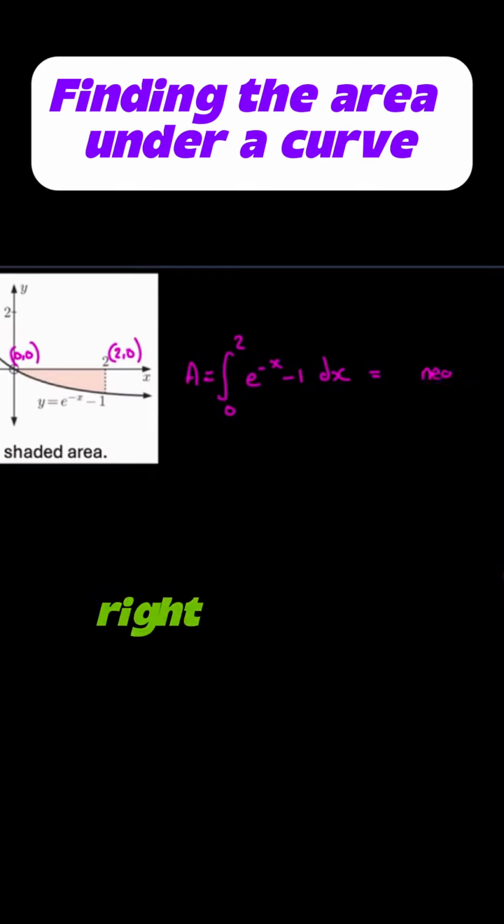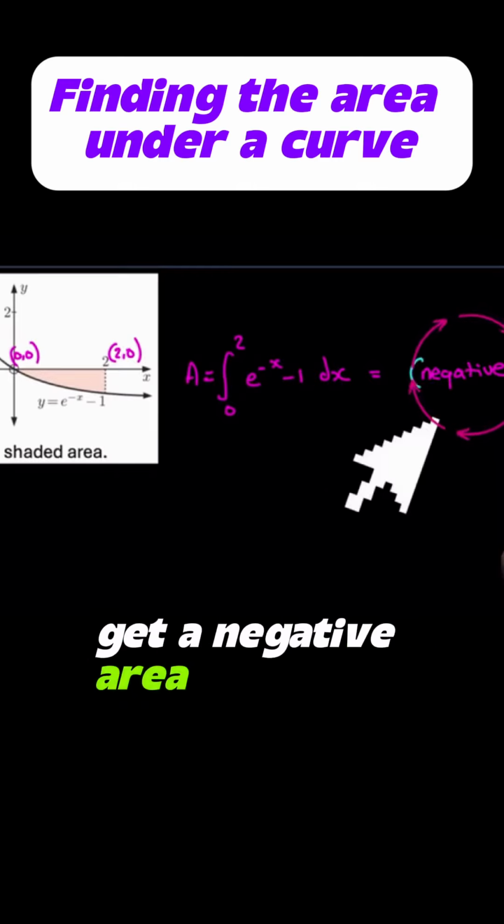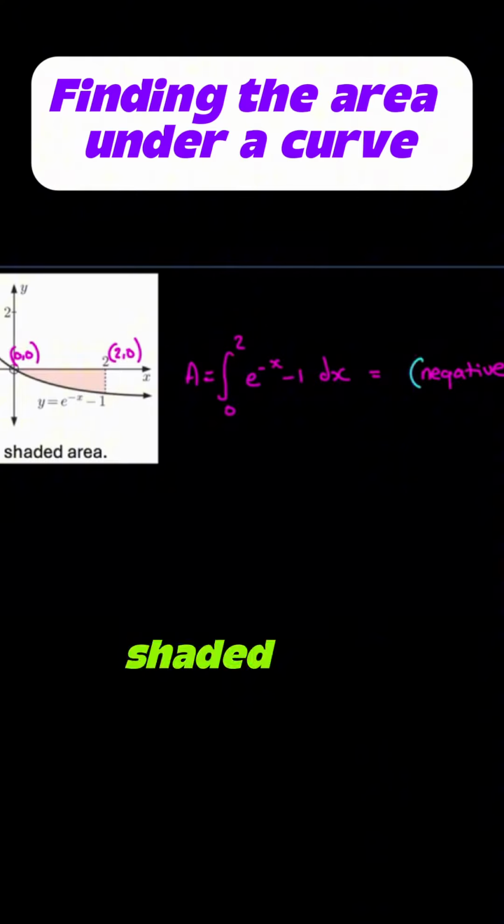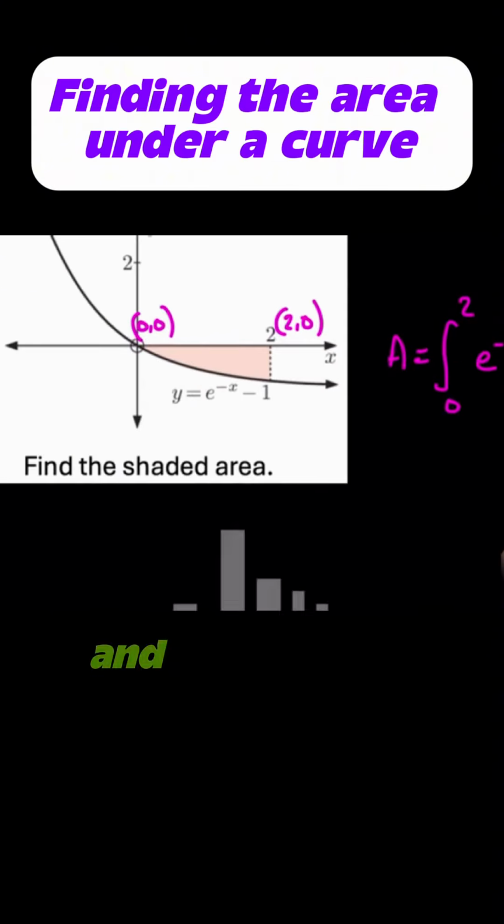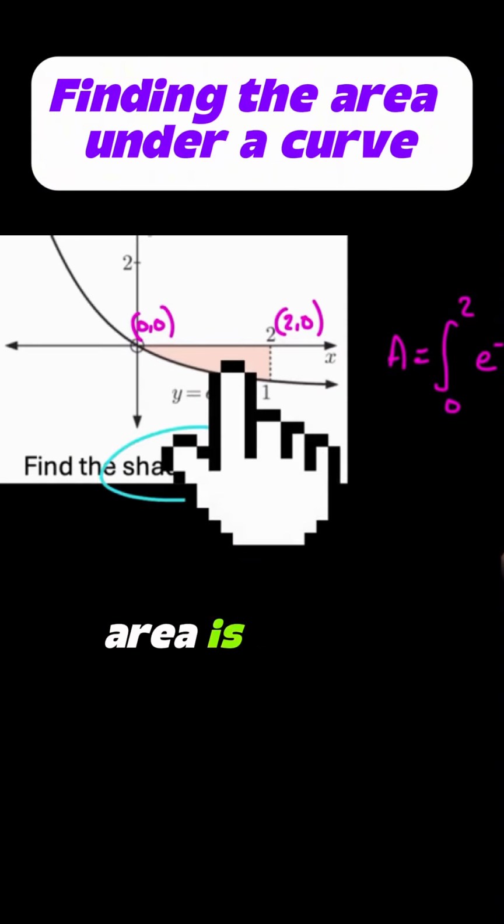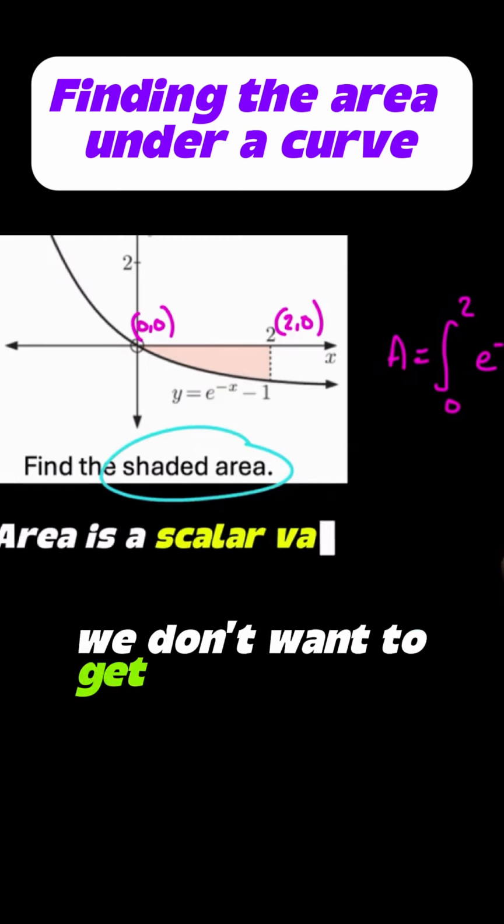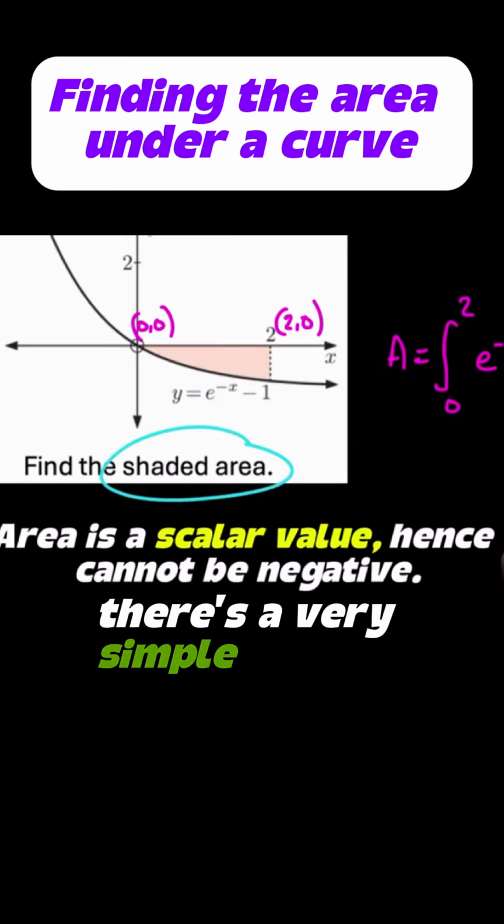area. Right, now the issue here is we don't want to get a negative area because we want to find the shaded area bound between the function and the axis, and area is a scalar value, so we don't want to get a negative value. So there's a very simple fix for that.